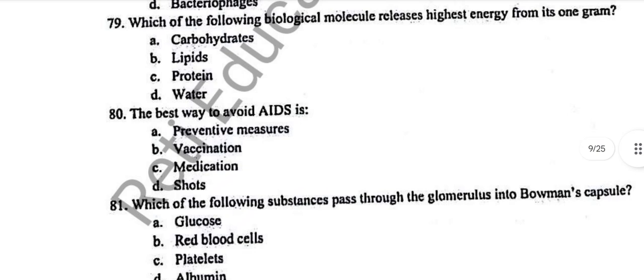Question number 80. The best way to avoid AIDS is A. Preventive measures, B. Vaccination, C. Medication, D. Shots. And the correct option is A. Preventive measures. Precautions, safe blood, safe sex, sterile needles is the best strategy. There is no approved HIV vaccination. Medications treat, not prevent completely. Shots are not a preventive method for HIV.